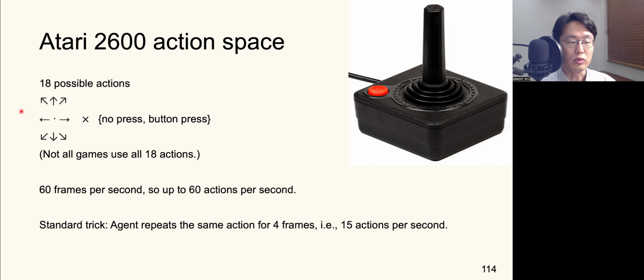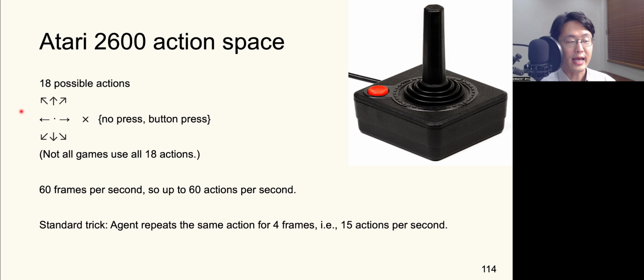Not all games use all 18 actions. Since some games use a smaller set of actions, in the context of reinforcement learning, it's helpful to restrict the possible action space to only the actions that are actually used in the video game.